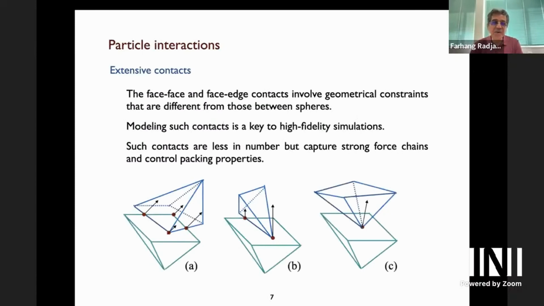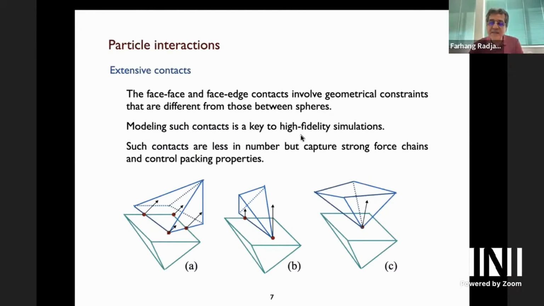So the important point when we model in the framework of the discrete element method, the particle dynamics simulations, is that polyhedral-shaped particles present extensive contacts, face-face and face-edge contacts, as here in A and B. C is a vertex-face contact, and this is, of course, a simple, single contact. But for extensive contacts, we have geometrical constraints which are different. And of course, this is a key for modeling the simulations.